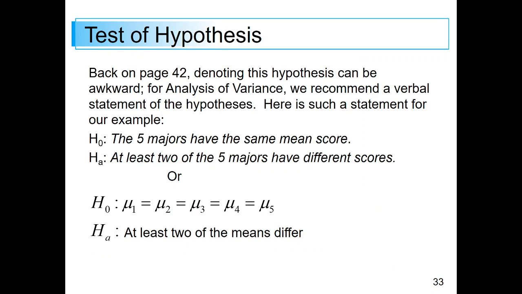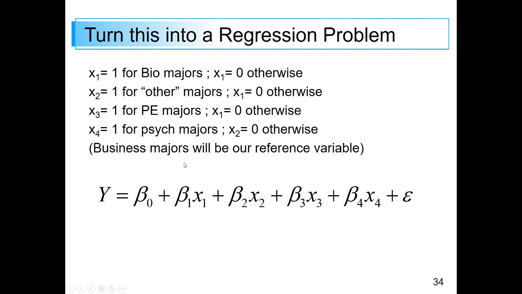Back on page 42, the hypothesis can be awkward. We said either the 5 majors have the same mean score, or at least 2 of the 5 majors have different scores. In other words, mu1 equals mu2 equals mu3 equals mu4 equals mu5, and our alternative was at least 2 of the means differ. Let's turn this into a regression problem then.